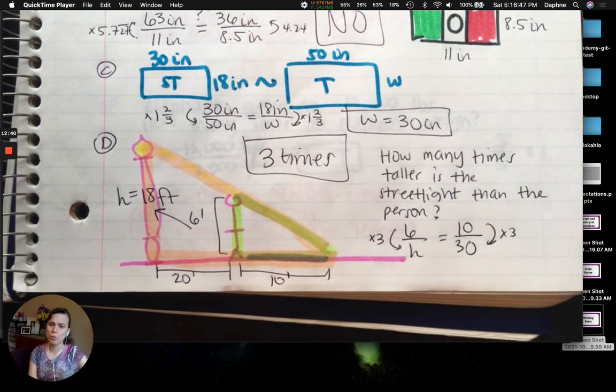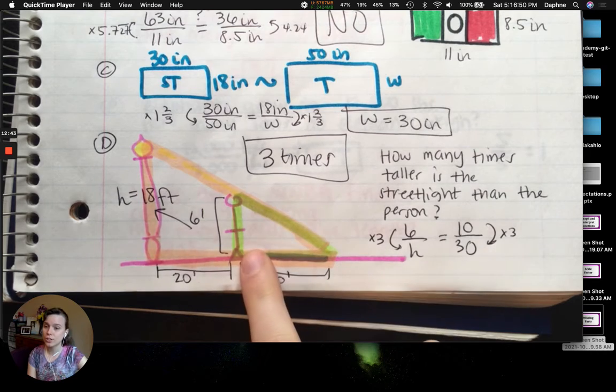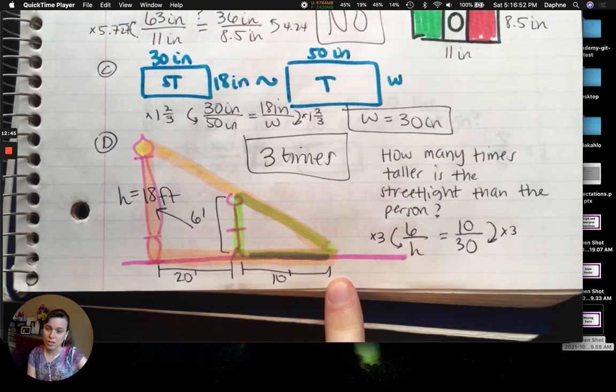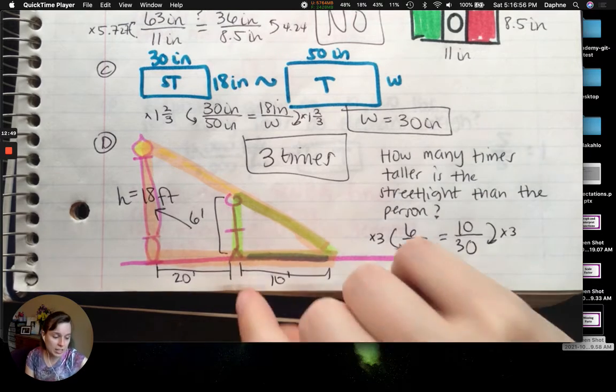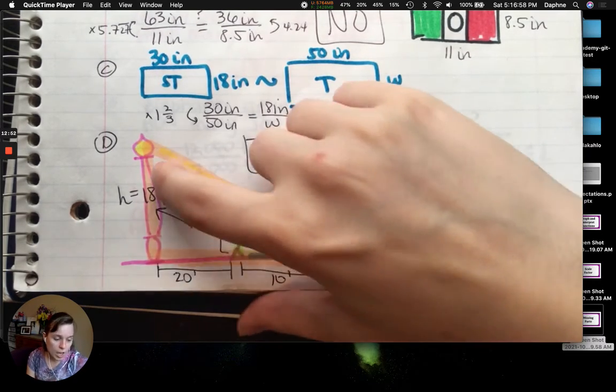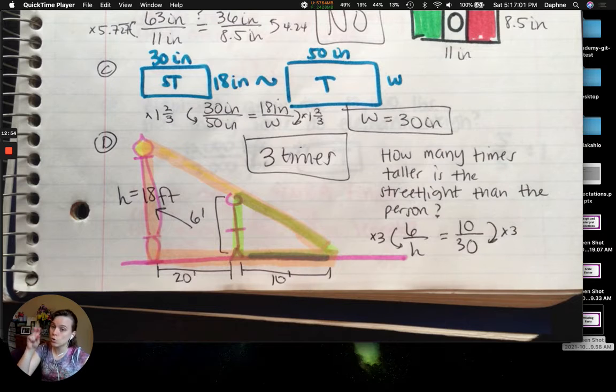The shorter person is running around and measuring, saying, hey, I know you're 6 foot, I know your shadow is currently 10 feet, and I know you're 20 feet away from the lamppost. Notice that this little tick mark, that apostrophe, means feet. If you have 2 tick marks or quotations, that means inches.